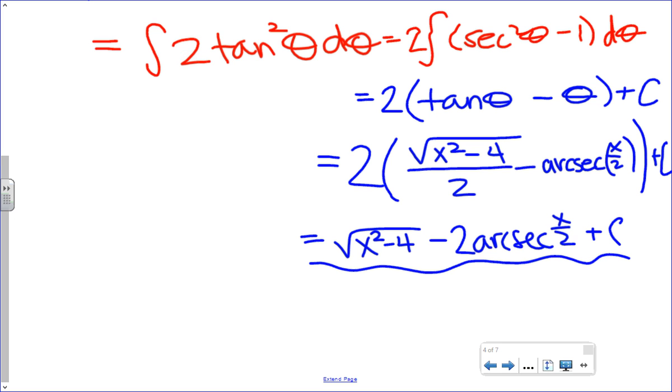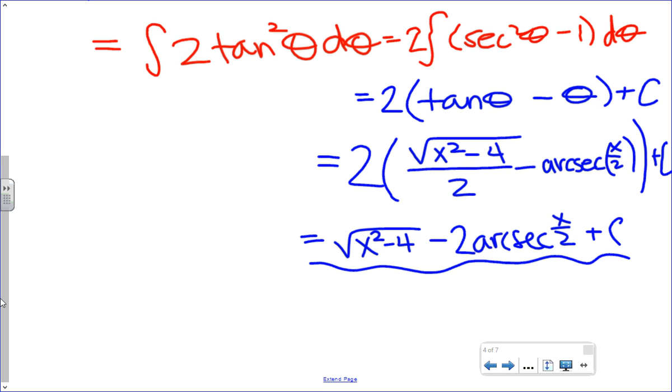So in the first example, we didn't need to draw a triangle because we were only left with theta. But if you have any trig function in your final answer, you're going to need that right triangle so you can figure out the ratio to substitute back in.